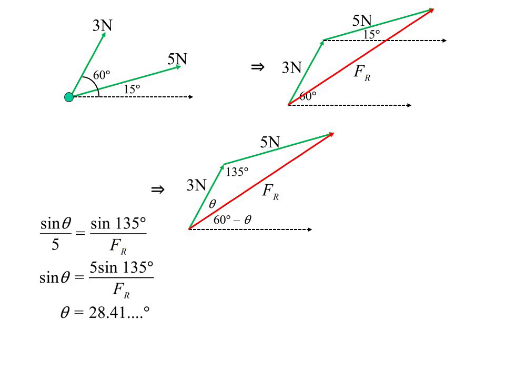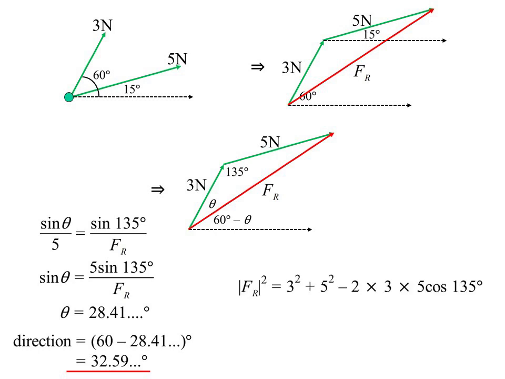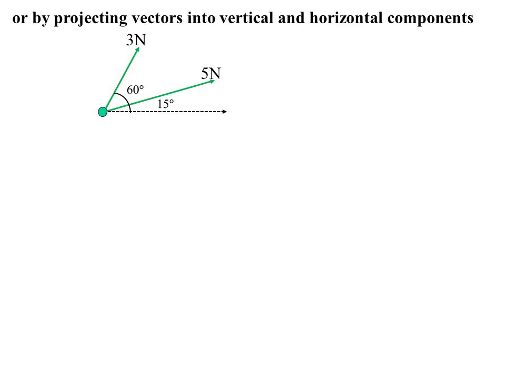So in other words, the direction of my vector turns out to be 32.59 degrees. What's the magnitude? Well, I can use the cosine rule to find the magnitude. And eventually, once I plug it all in, I get 7.43. That's doing it without resolving it into horizontal and vertical. Let's do it the sensible way.